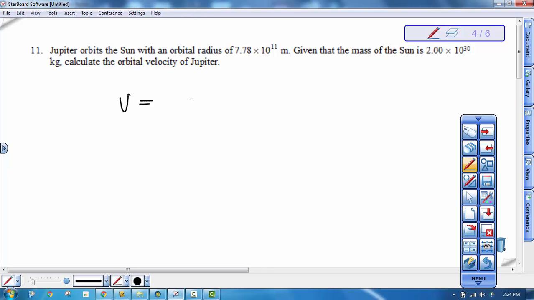So we've got an equation for velocity of a planet orbiting the sun. We obviously want to use that. G times the mass of the sun.